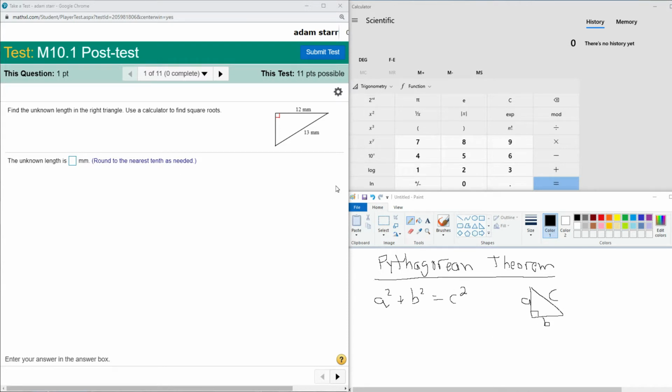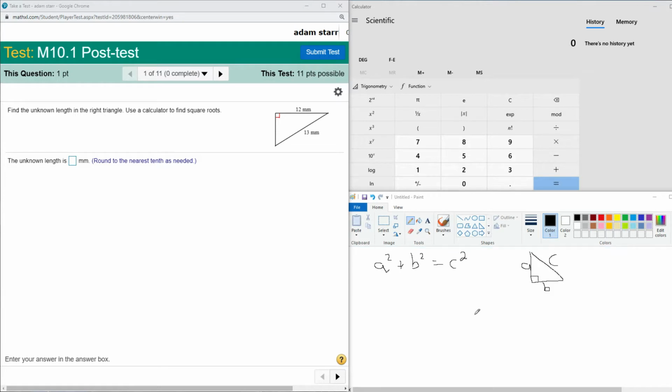A lot of these questions are going to have to deal with right triangles, like this first one. Find the unknown length in the right triangle. Use a calculator to find square roots. The key with most questions in this post test is just determining which side is the hypotenuse, because that specifically has to go here in the theorem. A and B are interchangeable.